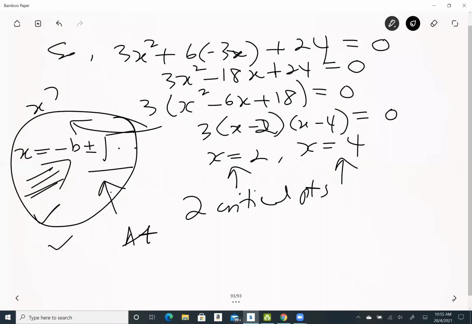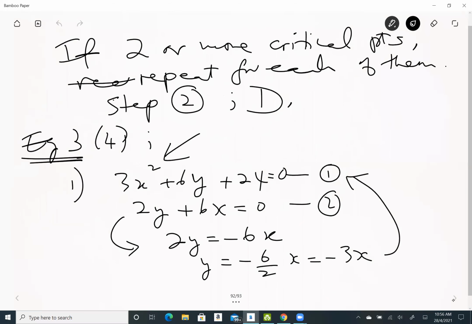So firstly, at x equal to 2, what is y? To find y, what do you do? You put into the system. Either you put into 1 or you put into 2. Now, which one is easier to do? Of course, you put into 2.